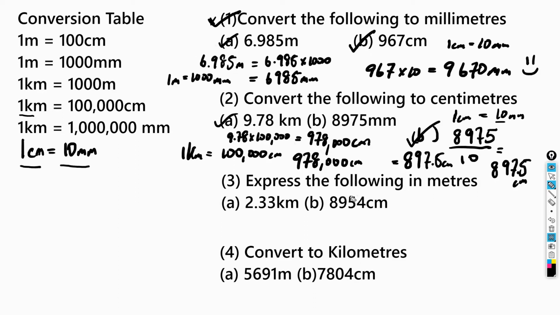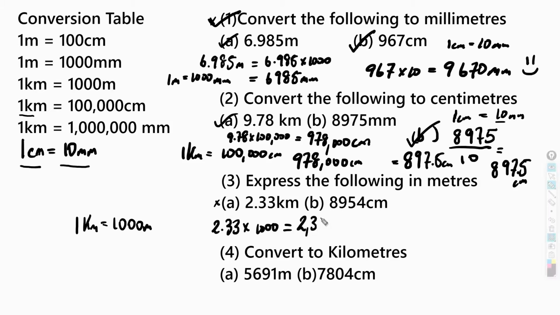And number 3 says express the following in meters. Okay, so for this one we have 2.33 kilometers, right? But we know that 1 kilometer is equal to 1,000 meters, right? So for A, we're going to have 2.33 multiplied by 1,000, which is equal to 2,330 meters. Okay, so that's the answer for A.